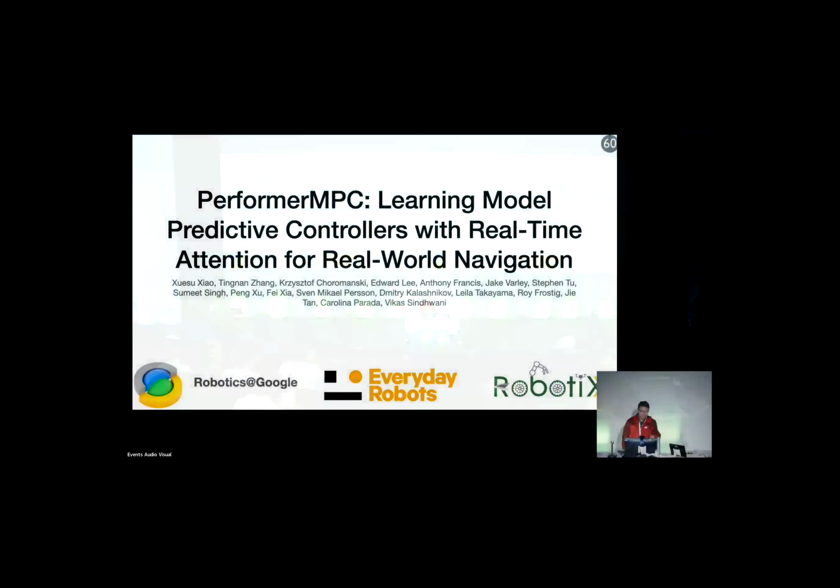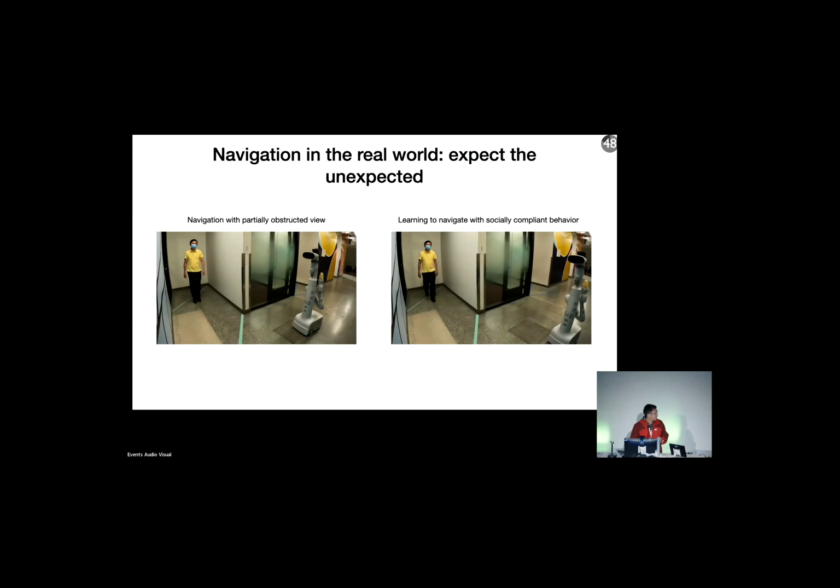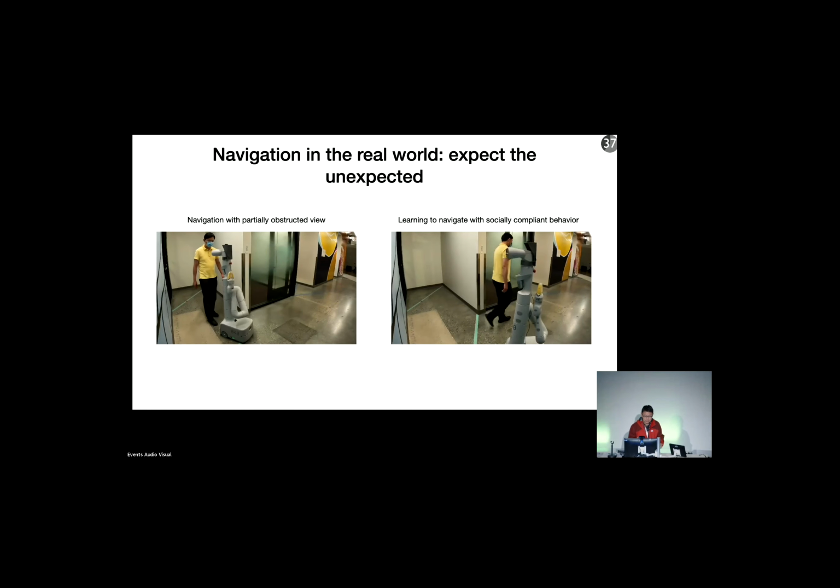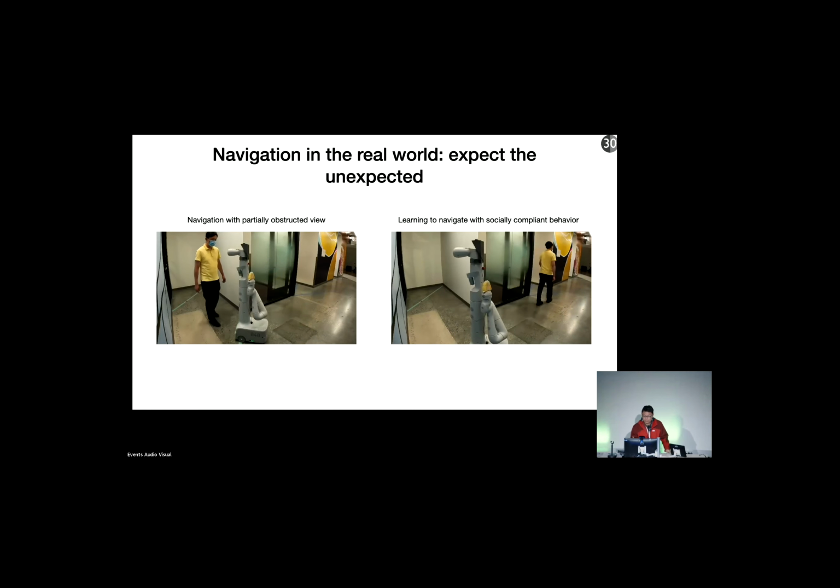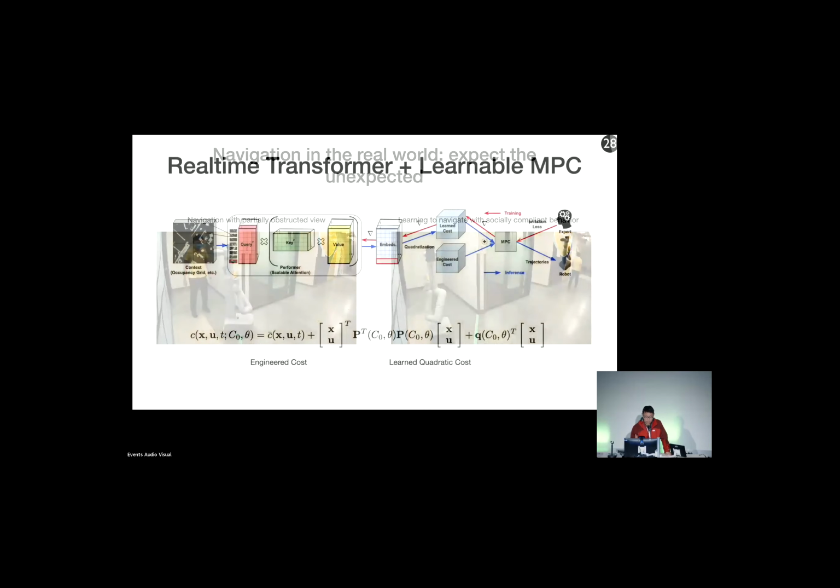Hello, everyone. Today I present to you Performer MPC. It's a transformer-enabled model predictive control framework with real-time attention, designed for real-world navigation problems. Navigation in the real world can be challenging because, for example, the robot cannot see the humans coming from a blind corner, due to partial observability. Both the human and robot will be frustrated. What we want is what's shown on the right, where the robots can anticipate such things, so some kind of priors that we can inject into the robots.